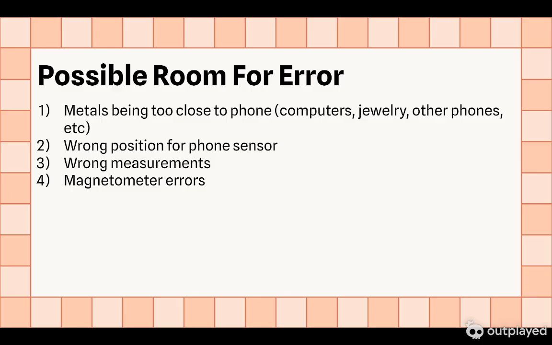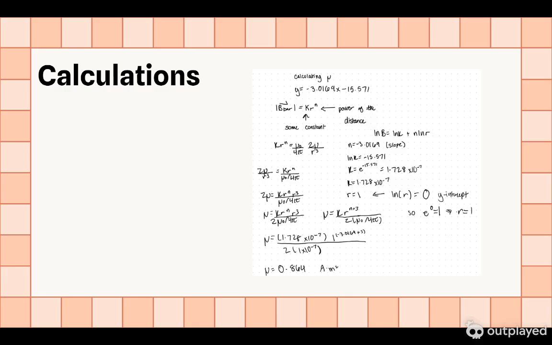Possible room for error: the metal might have been too close to the phone. There was also computer jewelry and other phones. There could have been a wrong position for the phone sensor, wrong measurements, as well as magnetometer errors.